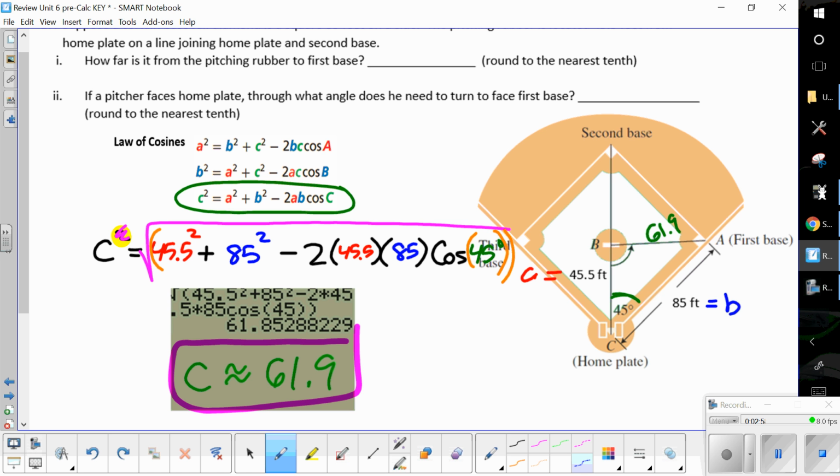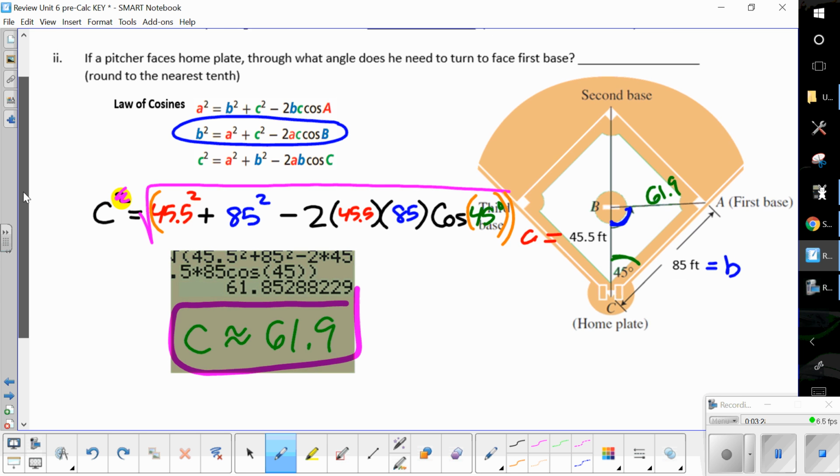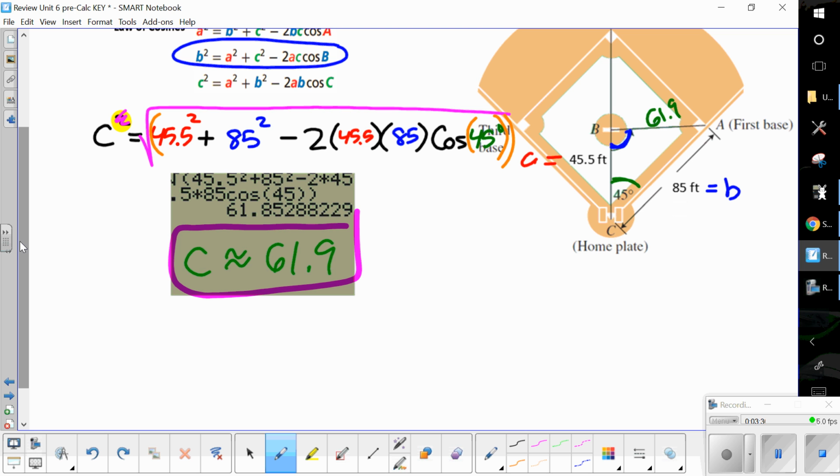Okay, the next thing they asked me is to find the angle when I turn from the pitching mound to first base. So I'm basically looking for angle B here. What is angle B? I'm going to use the law of cosines again just to make sure I get a correct answer. I could use the law of sines, but anytime I use the law of sines, it automatically wants to go to acute angles, and this is not an acute angle. So I'm going to use this part, and plug everything I know into the appropriate spot. I know B this time, so B is 85.